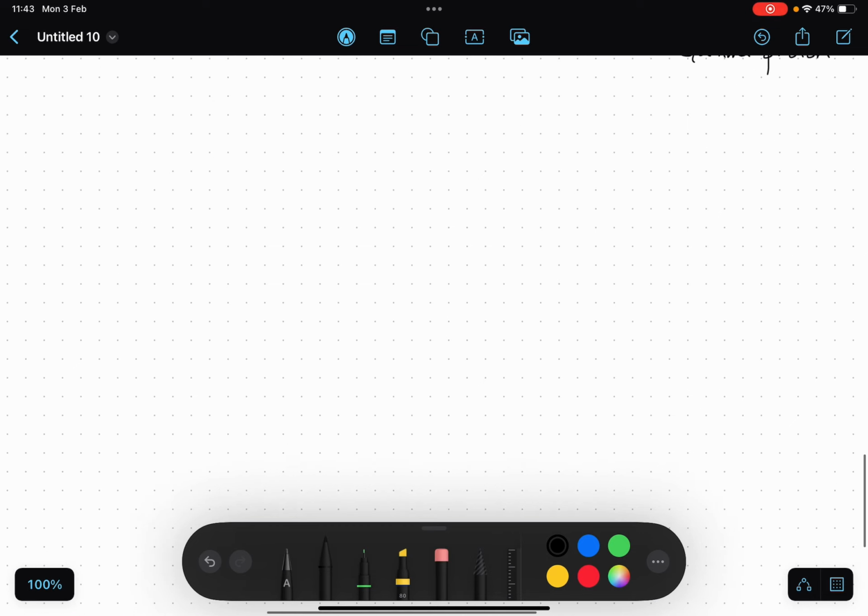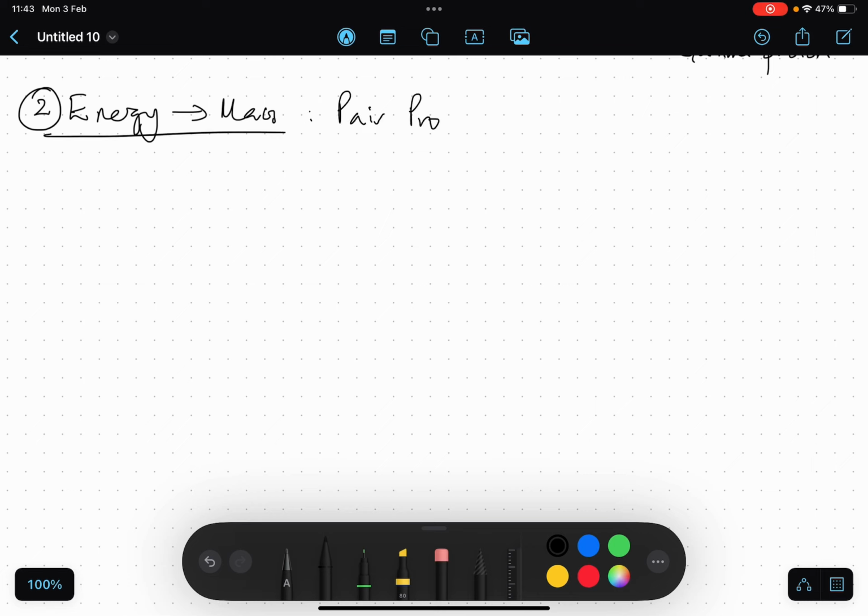What about the reverse? Energy being converted into mass. We've got a name for this, a bit less exciting. It's called pair production, but the clue is in the name. So what do we need? We need a photon.